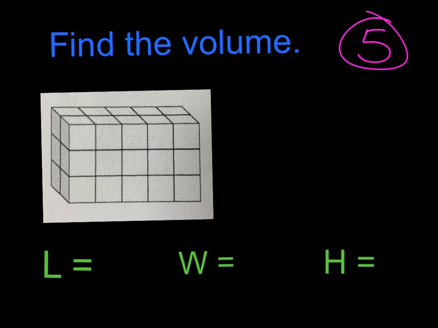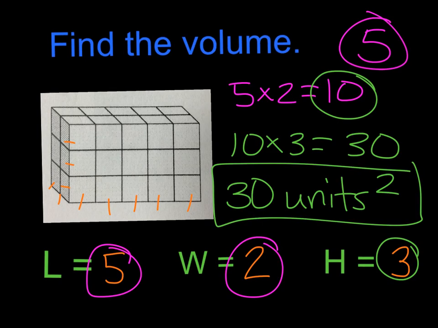Problem number 5. Find the volume for this rectangular prism. Pause the video while you do your work, and then unpause the video to check your work. All right, to check our work, the length was 5, the width was 2, the height was 3. So 5 times 2 is 10, 10 times 3 is 30, and then the volume of this figure is 30 units squared.